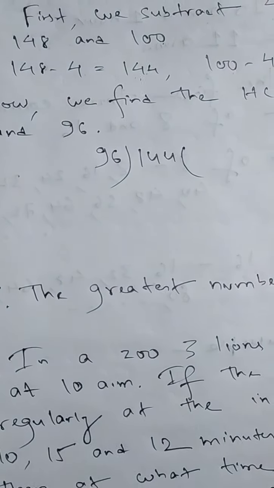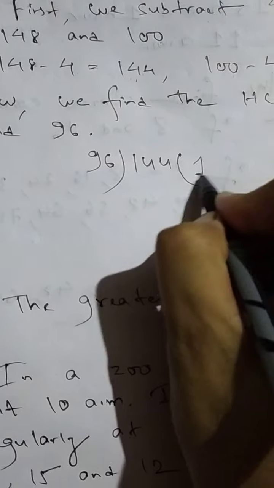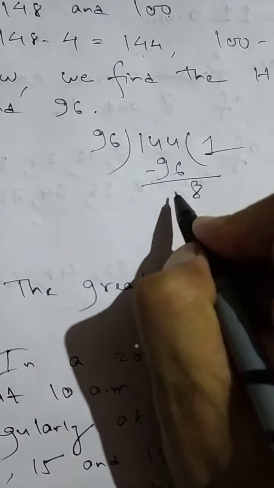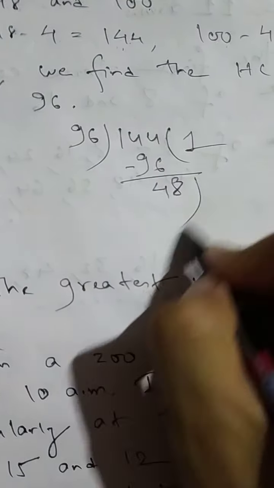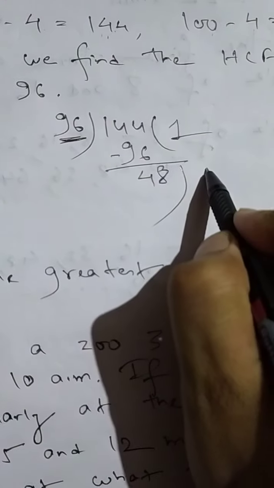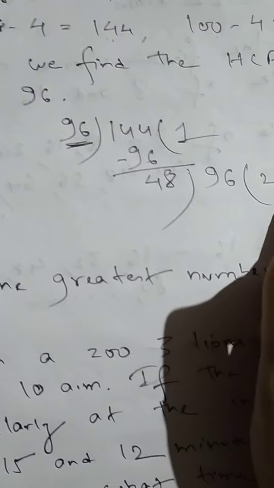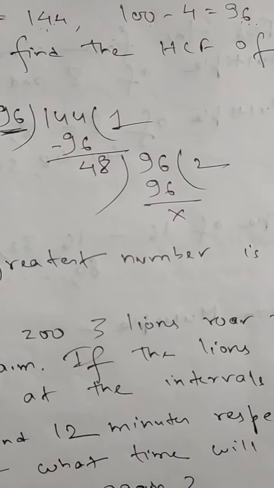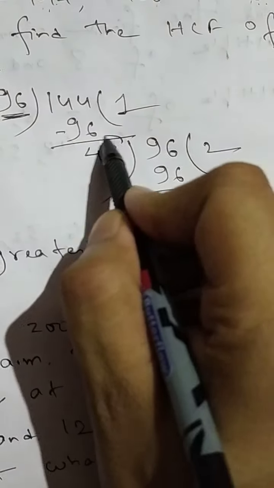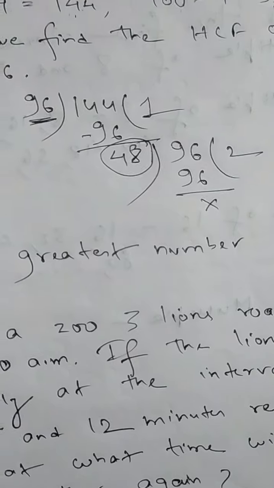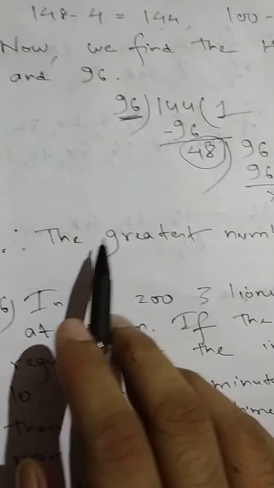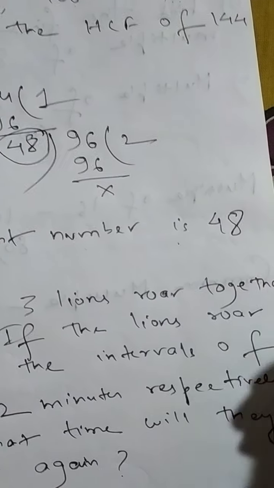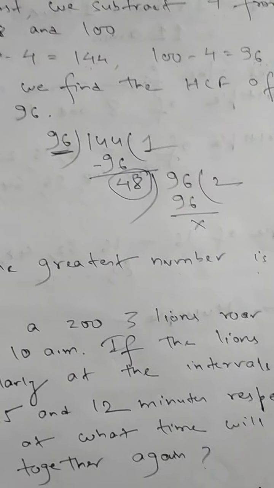So let's do this one for you. 1 times 96, if you subtract, we get 48. Now this 96 you have to write down here. 48 2s are 96. So which one is the last divisor? 48. So your HCF is 48, and therefore the greatest number is 48. This is the solution.